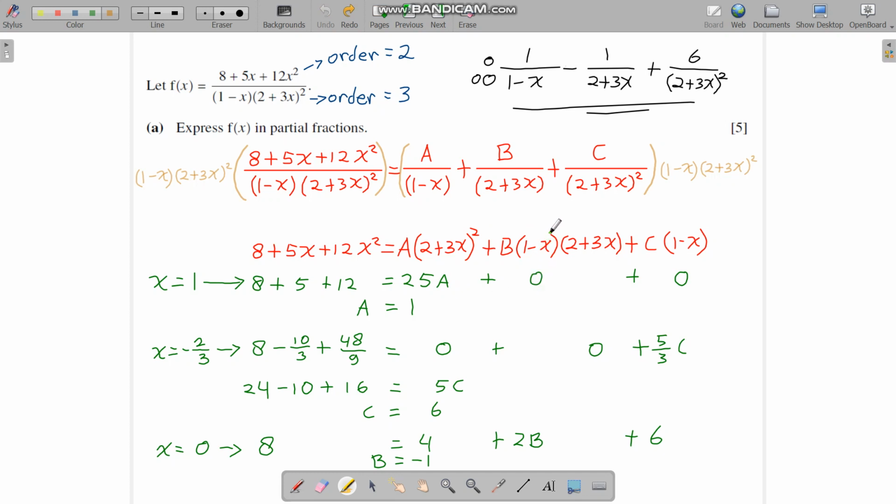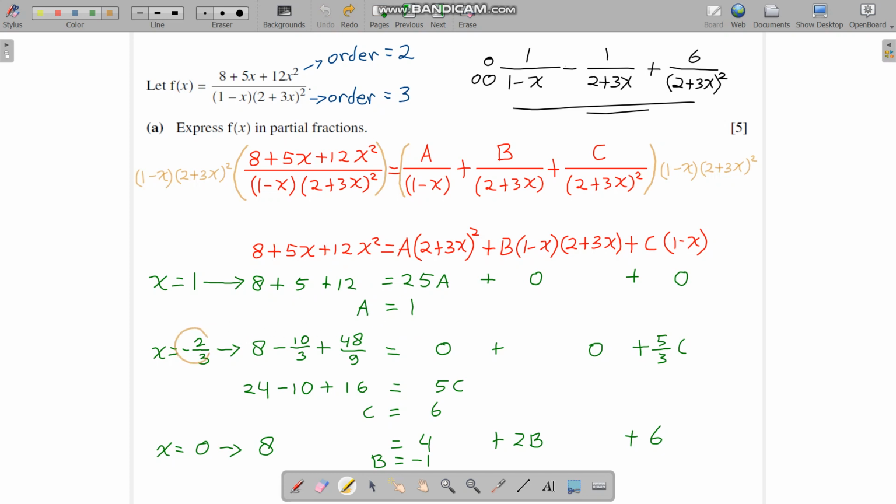So the x is 1 because of this 1 minus x. If we plug in x equals 1, 5 times 1, 12 times 1, and if we plug in 1, we have 3 plus 2, 5, squared 25. And if you plug in 1, we get 0, plug in 1, we get 0, so a must be, and this is 25, so a must be 1.